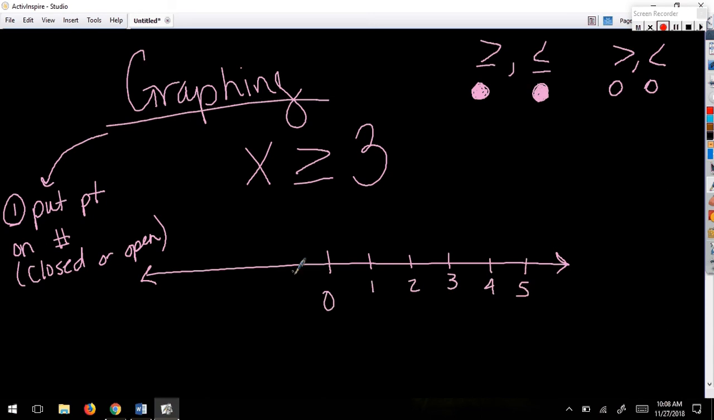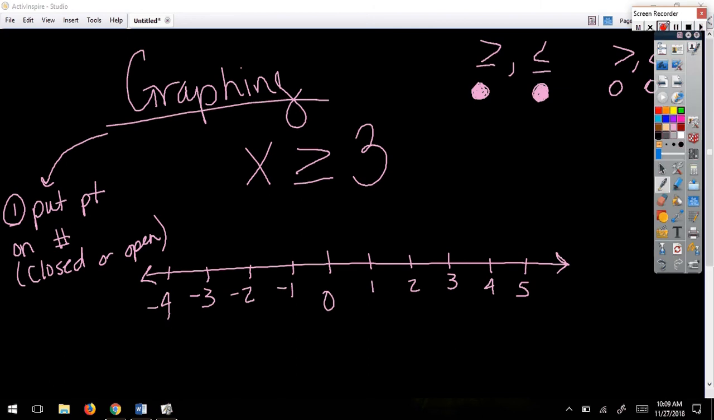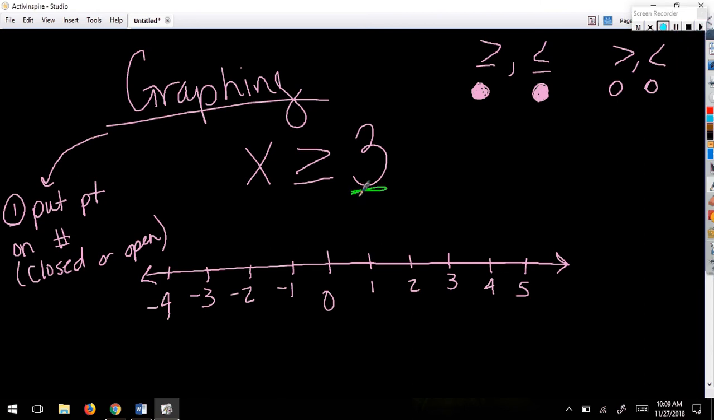And I'm just going to set up a nice little number line here. Okay, so remember, open or closed is important. I'm going to give you all a second. I'm going to put the point, where does the point go? On 3, right? Here's my 3. But listen, you have to do the... Which one is it, Zaya? Open or closed? Closed. Why?